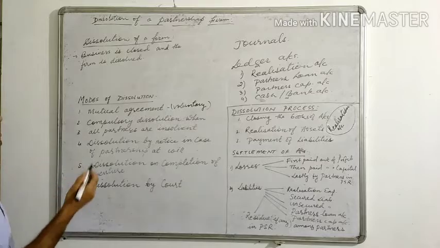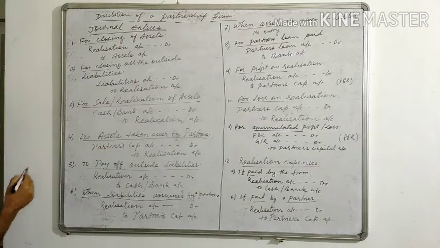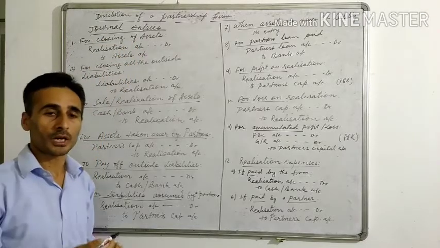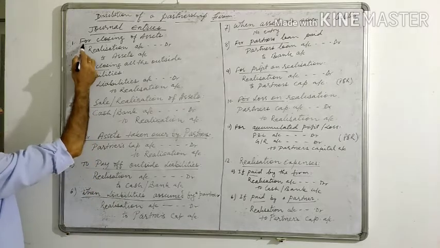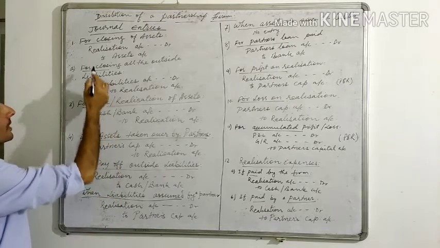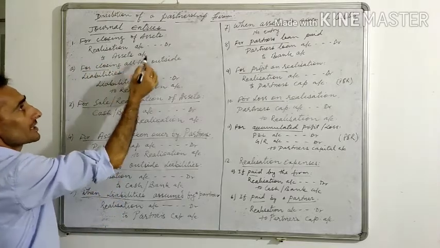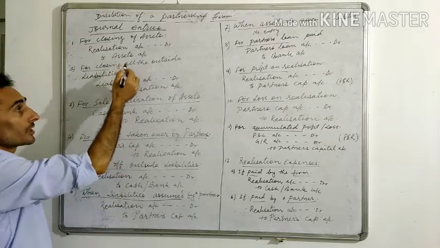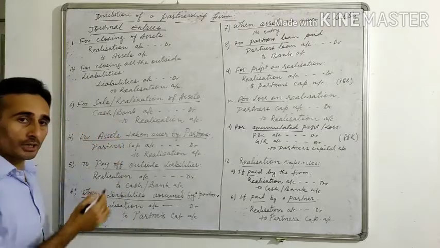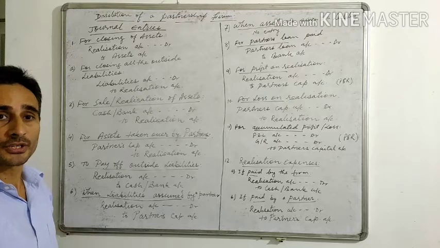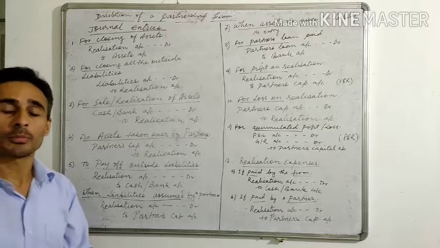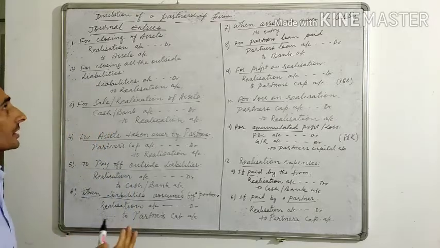Right? Now next we will learn journal entries. So the journal entries. What are the journal entries you are required to pass in this chapter? Number 1, for closing of assets, that means transferring the assets to realization account. Your entry is realization account debit to assets account. Okay, these assets will include goodwill, that means goodwill should also be transferred to realization account, but excluding the fictitious assets, cash and bank balance.